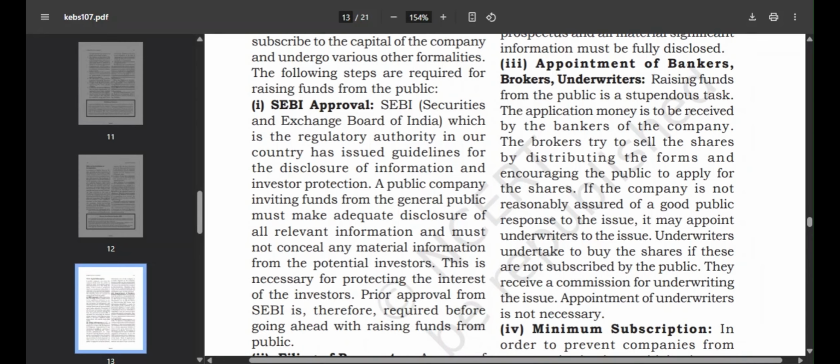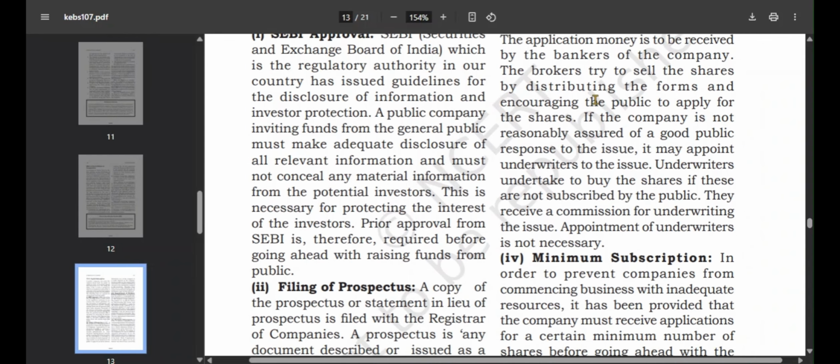So a public company inviting funds from the general public has to make adequate disclosure of the relevant information and must not conceal any material information. Means some important information that can affect the decision of the public should not be hidden by the public company. Prior approval from SEBI is therefore required before going ahead with raising funds from the public. So you need to have approval from SEBI before going ahead with raising funds from the public.